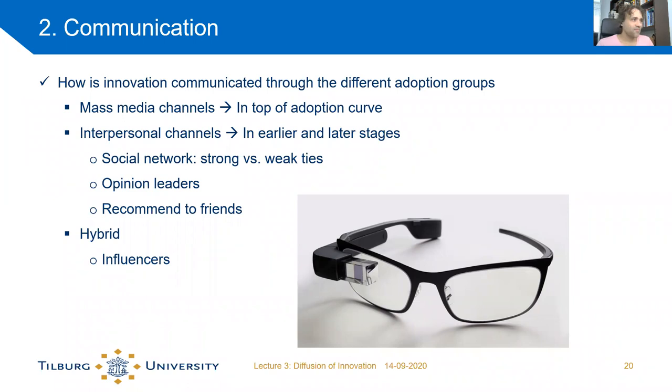So that's one, the adoption process. Two is communication. Well, that's basically everything we do in many of our other courses in our department and our program. It's about how you can communicate the innovation through the different adoption groups, which basically means how an innovation is marketed. How do people learn about the innovation and decide that it would also work for them?